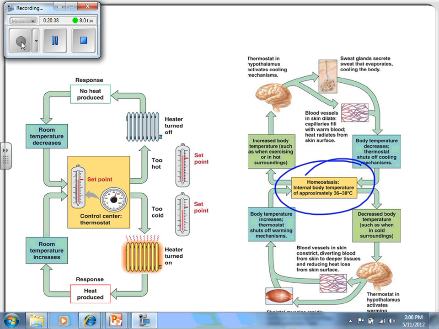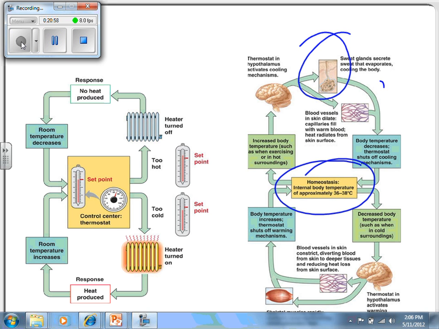So to keep your body temperature from going too high, your hypothalamus is going to send out messages, usually nervous, but it could be also hormonal, to your sweat glands. And it's going to say, make sweat, send that sweat to the surface of the skin, evaporate that sweat, lose heat. That's one response.